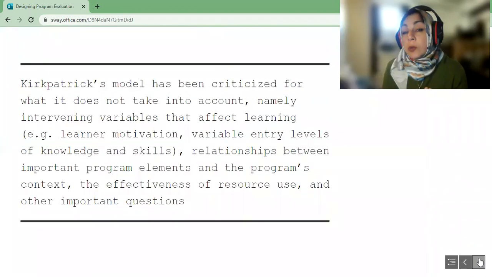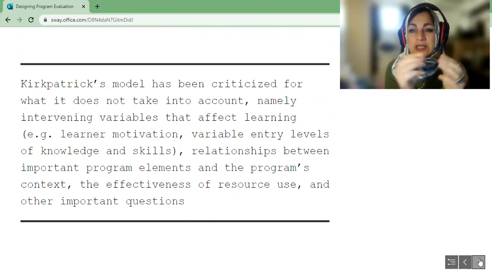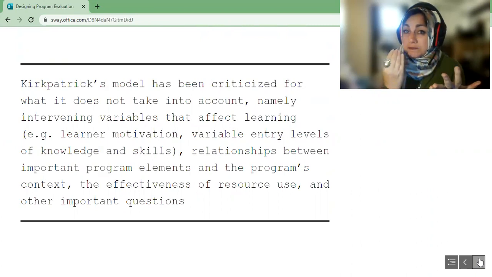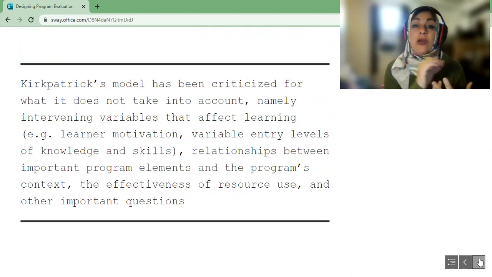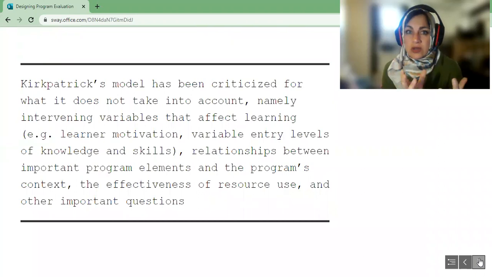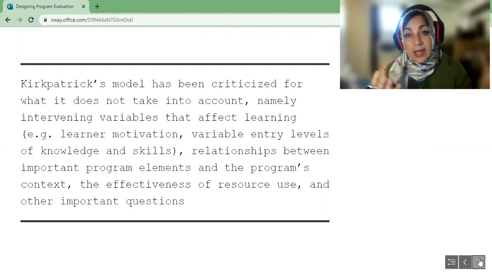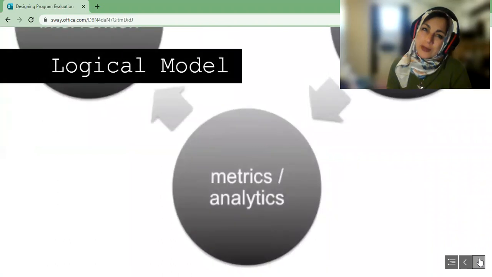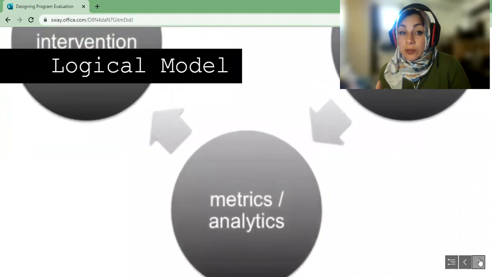But guess what? The problem with Kirkpatrick is that they did not take into account the individual variability of the learners, the education and the understanding that they came into the program with, the other program elements that exist, the context, the effectiveness of the resources, all that other stuff. So it overlooks a lot of the system that education happens in. And this is why, in my point of view, Kirkpatrick is not the best model to perform program evaluation.